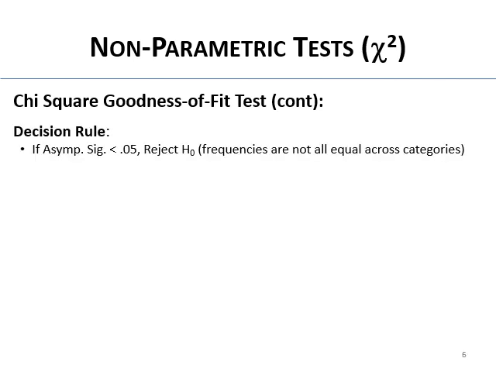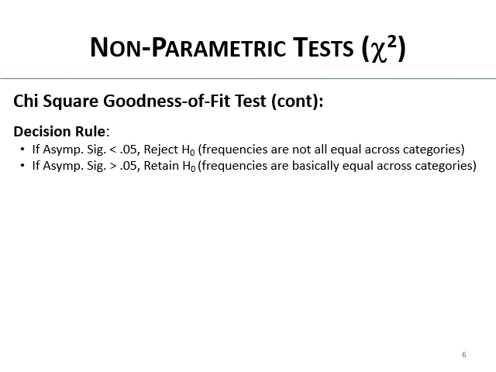So your decision rule is if your asymp sig, that's just what it calls it, asymptotic sig, is less than 0.05, reject the null. All frequencies are not all equal across categories if you do that. So there's at least one difference across the categories' frequencies. If, however, asymp sig is greater than 0.05, the frequencies are basically equal across categories. Okay. So if your asymp sig is less than 0.05, you reject the null.